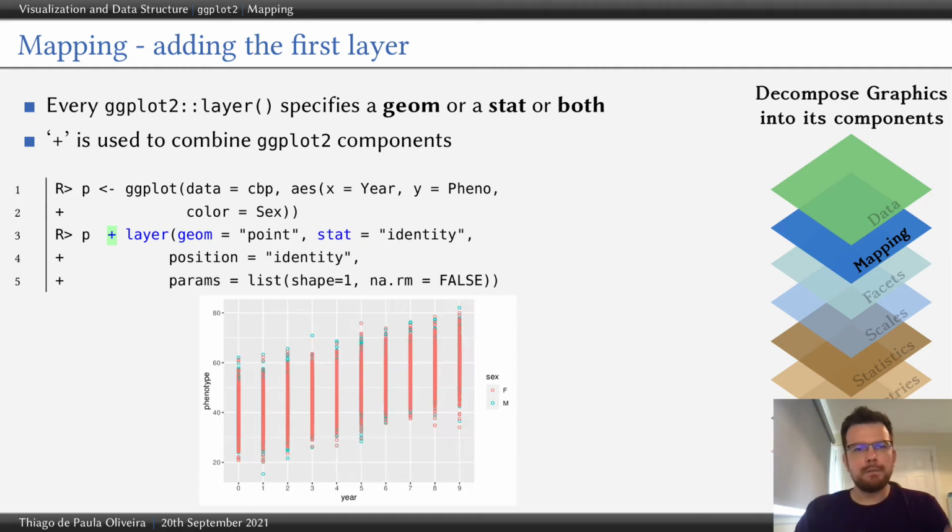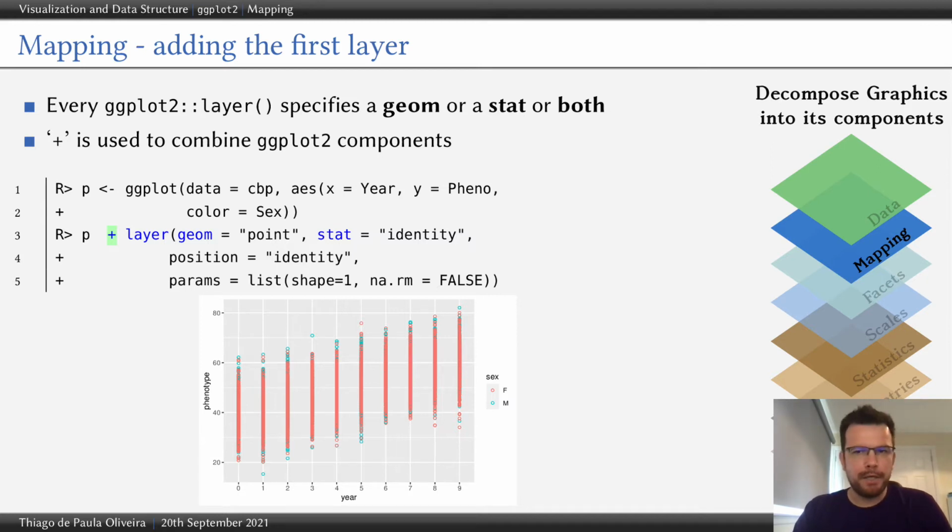transformation. So now we have our first plot, which shows the phenotype over generation, where for each point a color is attributed based on the sex of the animal. And in this particular case, we have red for females and green for males. The position is equal to identity. That places each object exactly where it belongs in the context of this graphic.